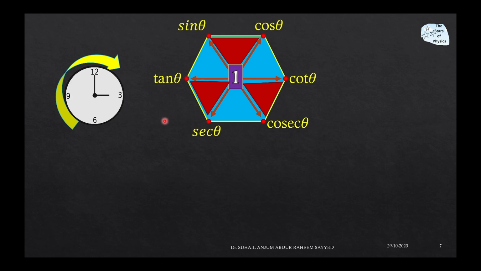Now we shall see further more trigonometric identities here. So we have this super hexagon here. Consider these red colored three triangles here, and we will move here in a clockwise direction. Then we have square of this plus square of this is equal to square of this. So that means sine squared theta plus cos squared theta is equal to 1 square.